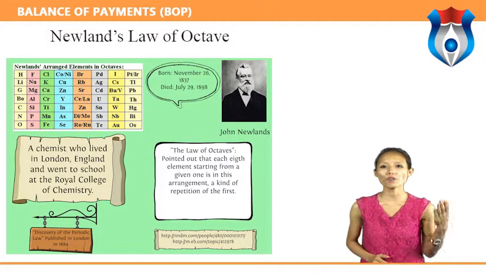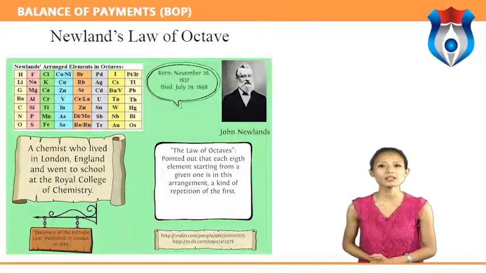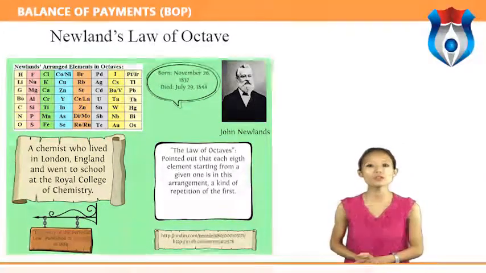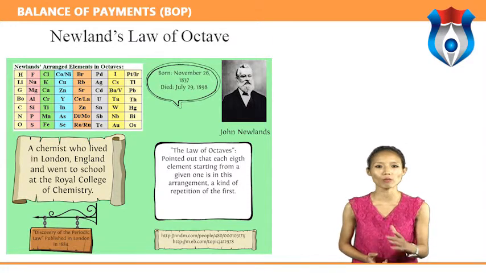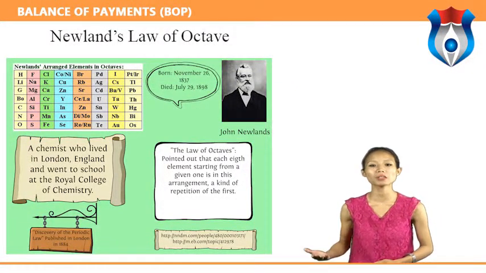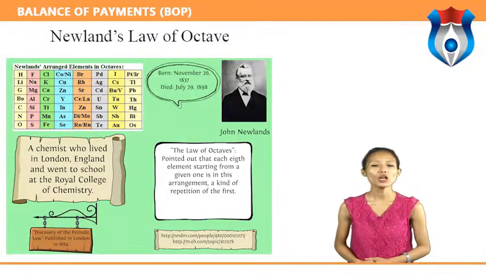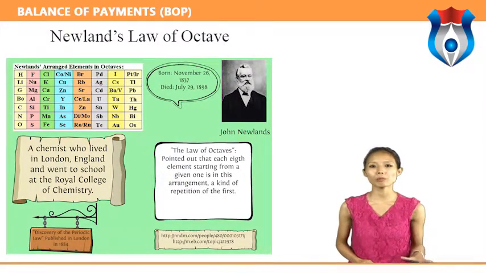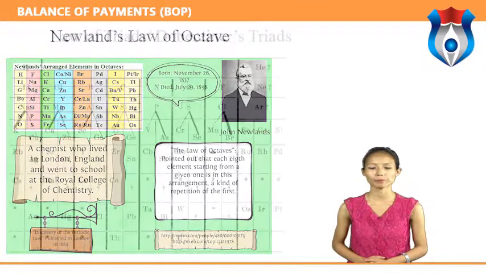Newlands' law of octaves. In 1866, a British scientist, Newlands, reported the law of octaves by arranging elements according to increasing order of their atomic masses. He noticed that every 8th element starting from any point has approximately similar properties. Newlands' arrangement was applicable only to a few elements. After that, it failed.